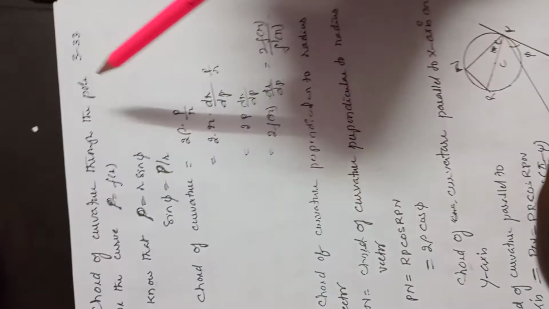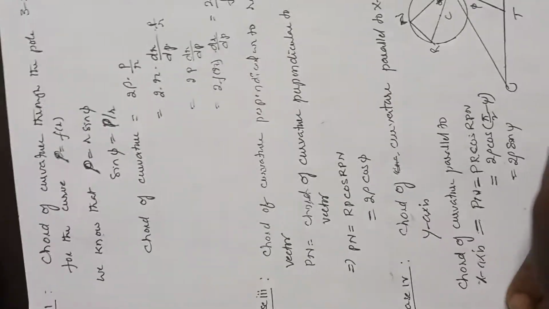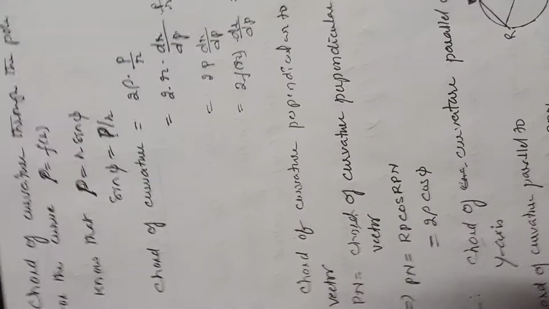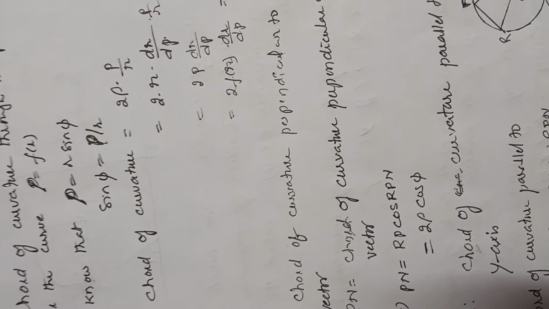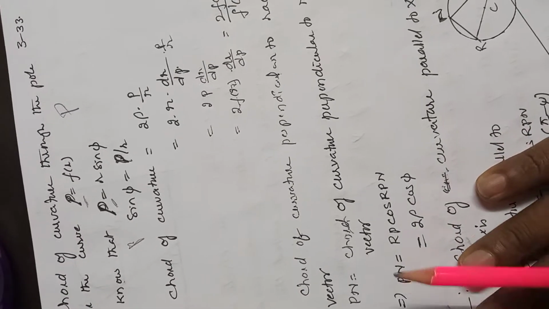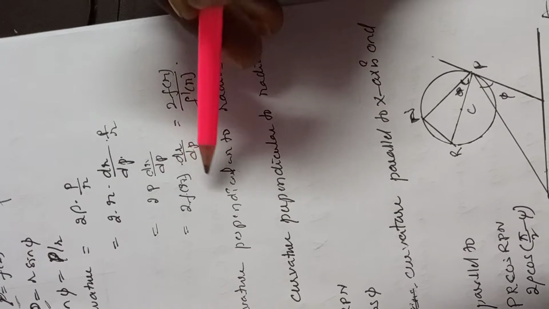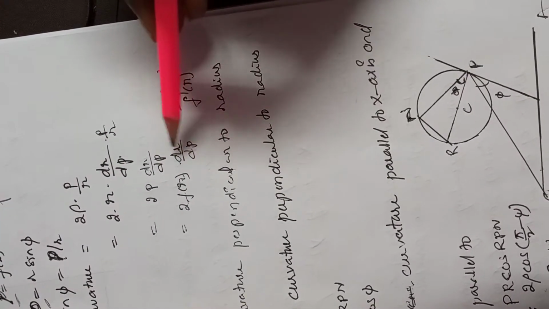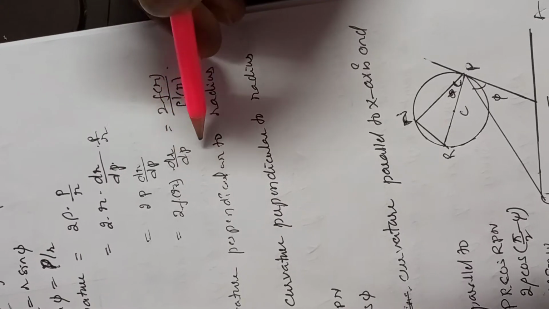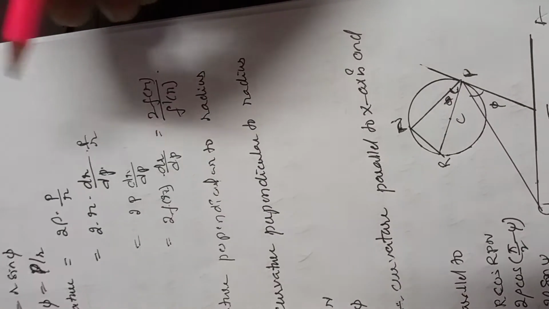Next, case 2. The Cardock curvature through the pole, right? For the curve p is equal to f of r, then we know that p is equal to r into sine phi. Sine phi is equal to p by r, right? This is p. Cardock curvature is equal to 2 rho into p by r, 2 into r into dr by dp into p by r, that is 2 into dr by dp, which is equal to 2 into f of r into dr by dp, where dr by dp can be written as 1 by f dash of r. Right?